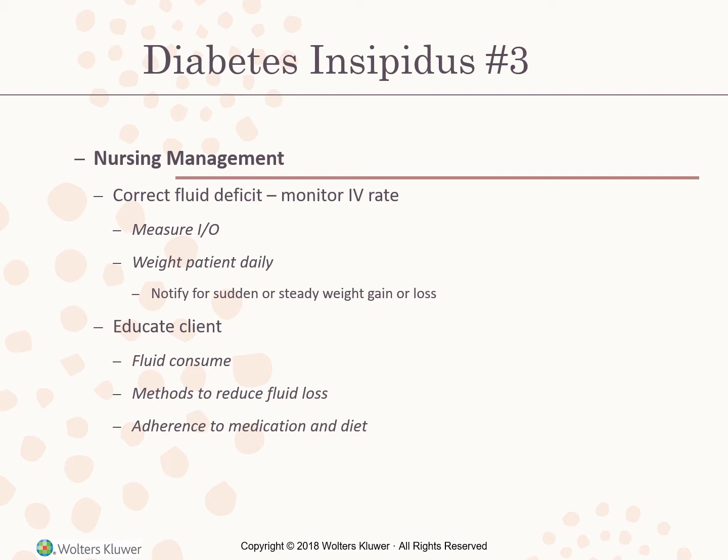We want to weigh the client daily to identify any weight gain or weight loss and observe for signs of fluid excess or deficit. We want to teach the patient to consume sufficient fluid to control thirst and to compensate for urine loss. In addition, we want to explain other methods for reducing fluid loss, such as remaining in air-conditioned areas during hot and humid weather and avoiding strenuous activity. It is really important that we stress their adherence to drug and diet therapy to make sure that the client has treatment that can control their symptoms.